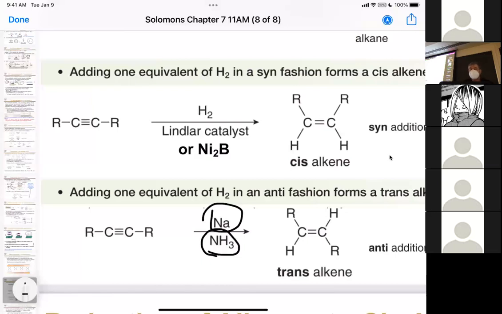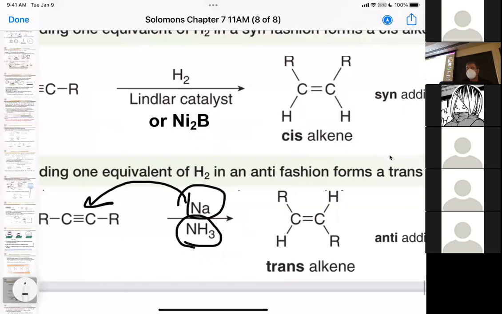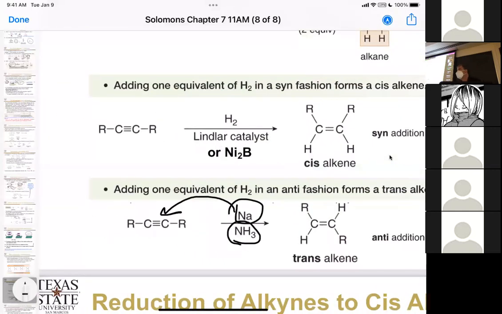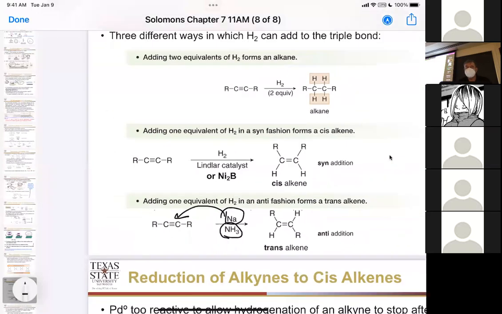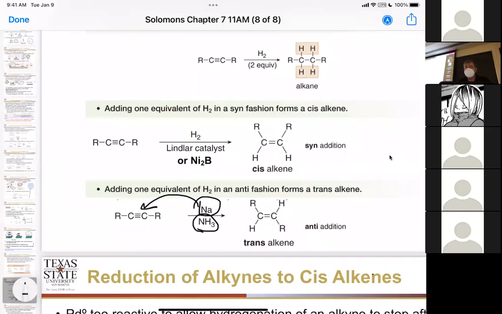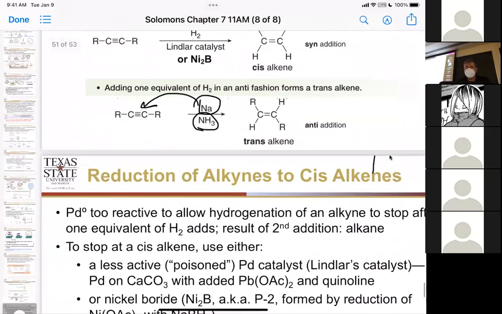What's going to happen is we're going to do single electron transfer, with the sodium going from sodium 0 to sodium +1. When we do that, we end up with our trans alkene in the anti configuration. But the mechanism is different. The mechanism for the cis alkene is the same as catalytic hydrogenation; it comes down on the surface. The mechanism for this anti addition is completely different and goes through some anions.